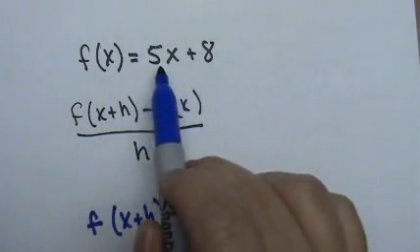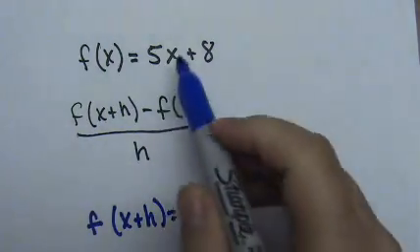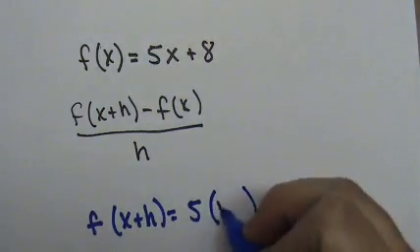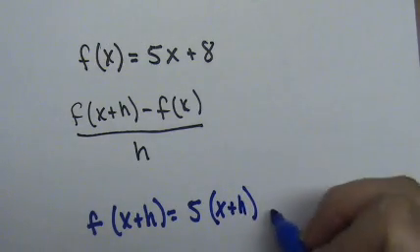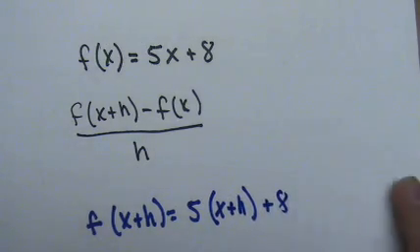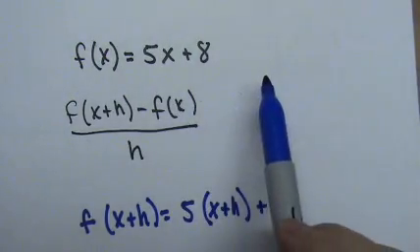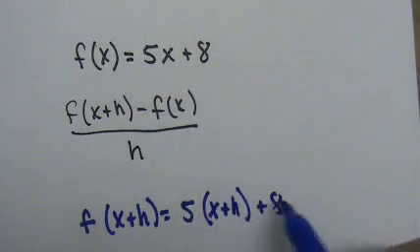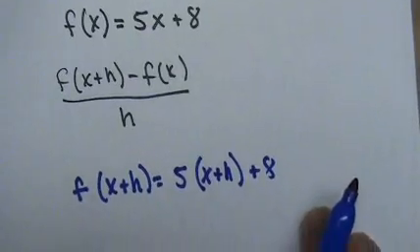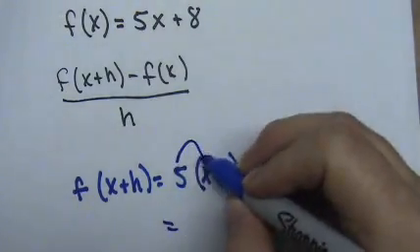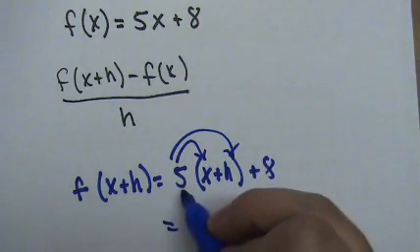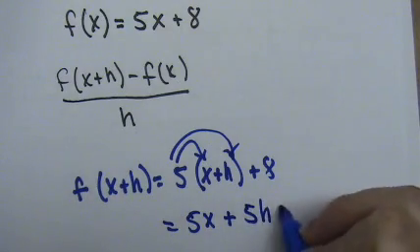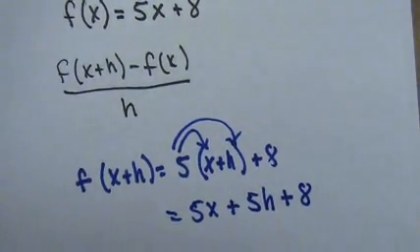Let's look at f of x. Everywhere you see an x, replace it. It's not an x, but an x plus h. Okay? So it looks basically the same. The only difference is instead of this x by the 5, we have an x plus h. Don't forget your parentheses, because when we simplify, we're going to need to distribute the 5 to the x and the h. So we get 5x plus 5h plus 8.